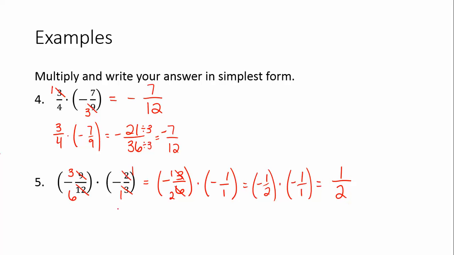Again, you did not have to cross-cancel at the beginning. You could have multiplied across the top and multiplied across the bottom. Then you would have had to reduce that fraction down to 1/2.